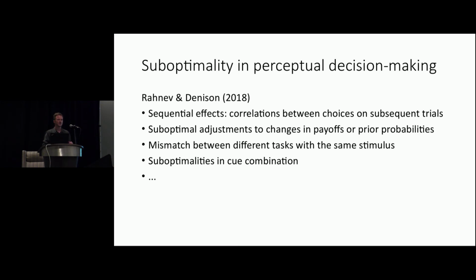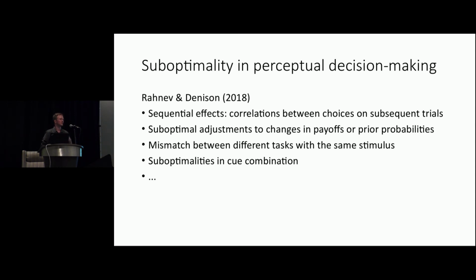So there's this BBS paper by Rahnev and Denison in 2018 that describes all these deviations from the normative theory, where you have sequential effects, for example. So even though the individual trials are independent of one another, we see all these correlations between choices on subsequent trials. We see suboptimal adjustments to changes in payoffs or prior probabilities that shouldn't be there according to a normative model. And there's a mismatch between different tasks with the same stimulus as well.